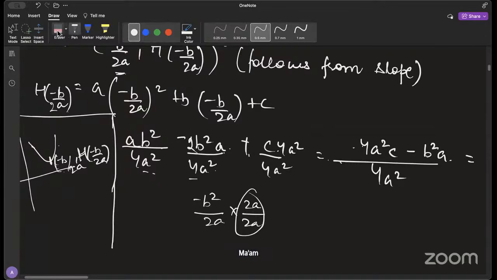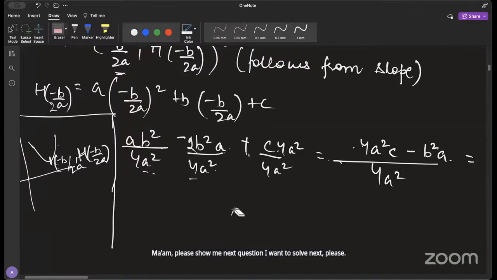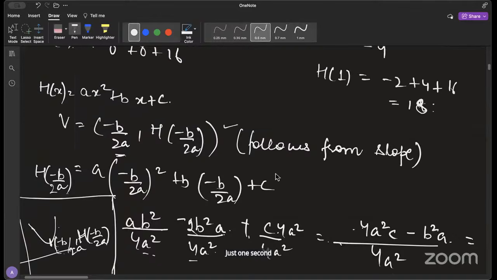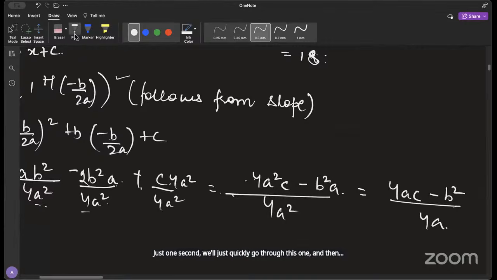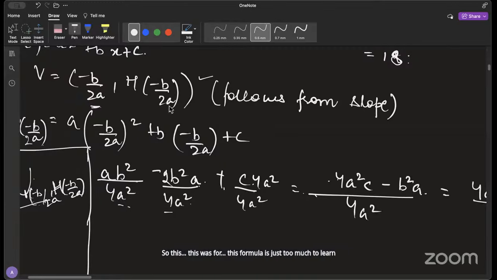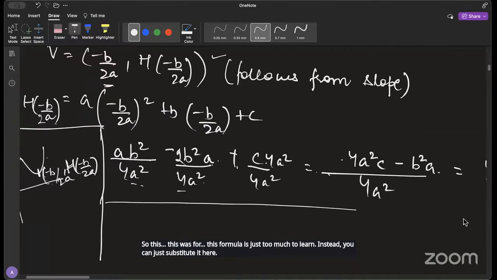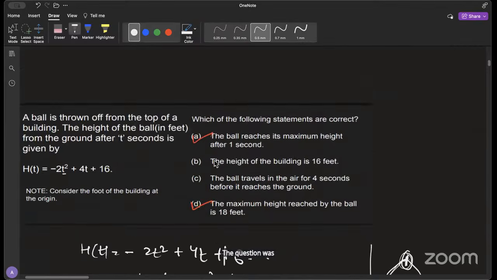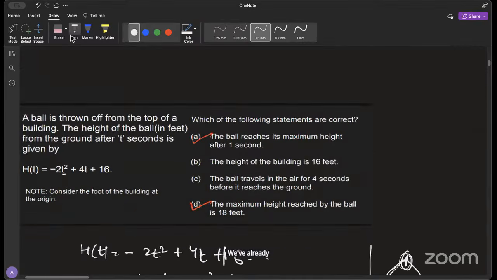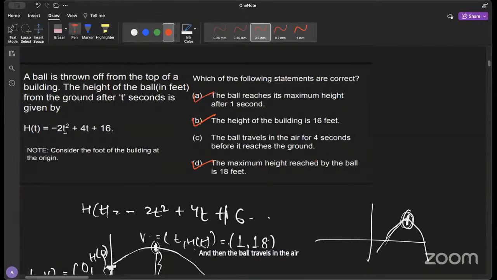Ma'am, please show me the next question. I want to solve the next one, please. Just one second. We'll quickly go through this one. This formula is just too much to learn. Instead, you can just substitute it here. Okay, coming back to the question. We're done with the question, is it? We've already found that the height of the building is 16, and then the ball travels in the air for 4 seconds before it reaches the ground.